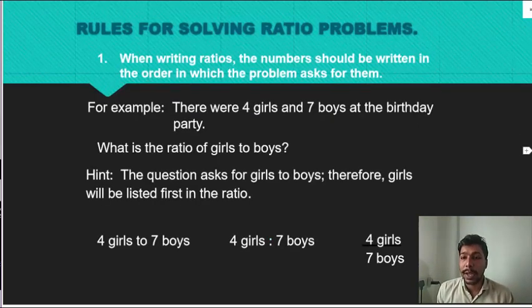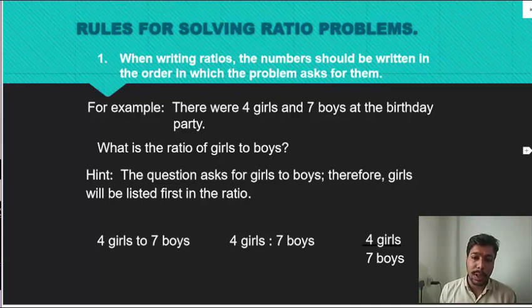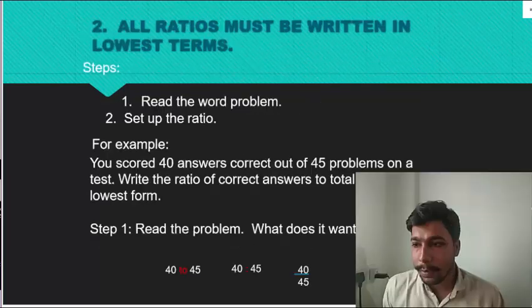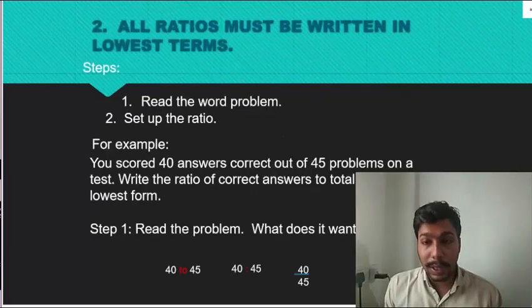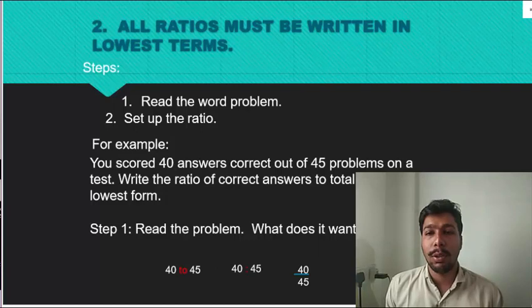Rules for solving ratios problem. Now we are going to learn how to tackle ratios. For example, there are 4 girls and 7 boys at the birthday party. What is the ratio of girls to boys? So number of girls are 4 and number of boys 7, and they are saying that compare girls and boys. So the ratio between girls and boys is what? 4 is to 7.